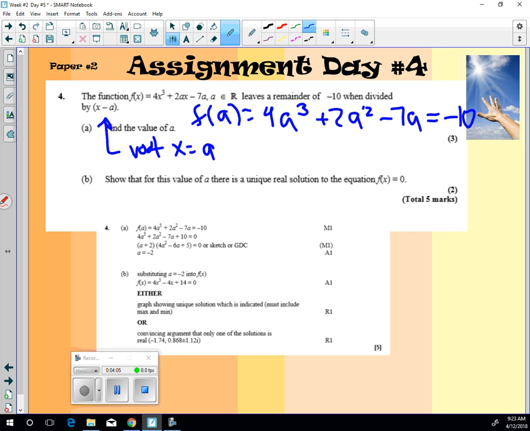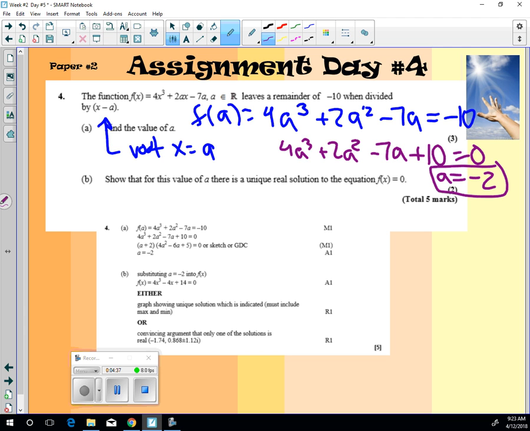So now all you're going to do is put this in your calculator. 4a cubed plus 2a squared minus 7a plus 10 equals 0. I'd put that in my calculator, and then I would see where it hits the x-axis. Or you can set it equal to negative 10, and then take that function, see where they cross, however you want to do it. But you're going to get a equal to what? Negative 2. Now, you could have gotten that by trial and error, but I wouldn't do that. I'd use the calculator.